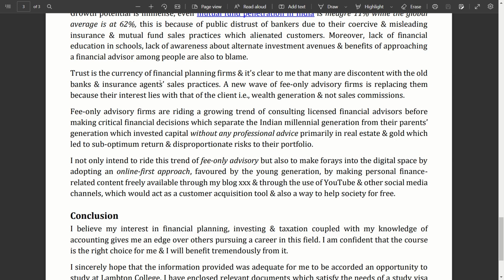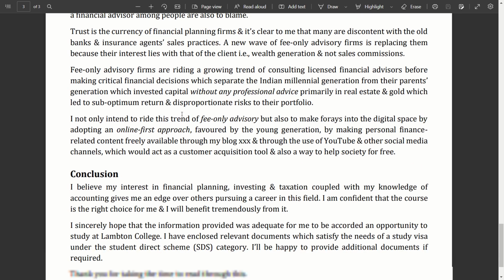This also mentions that trust is the currency of financial planning firms. So this implies that I have built up an understanding of the industry. I know what it takes to build up the top line. I know what it takes to build a business in this industry. So this is what it is implying.